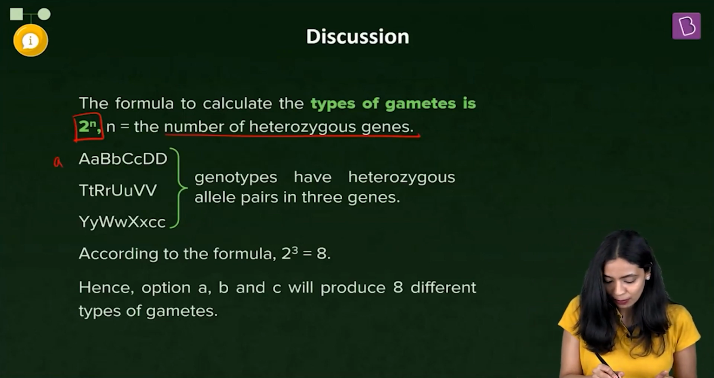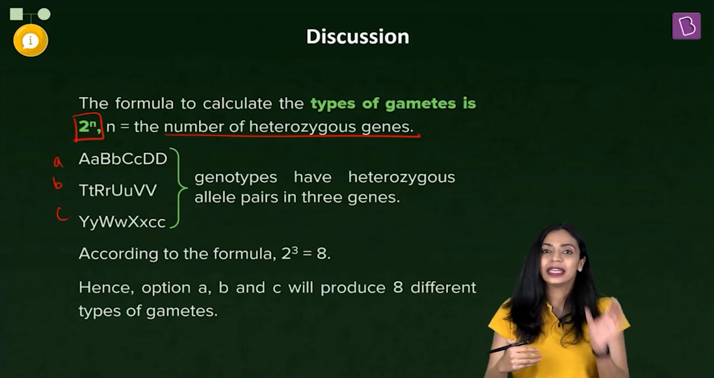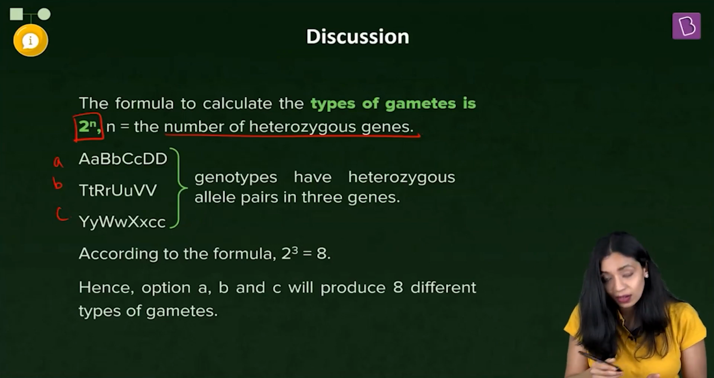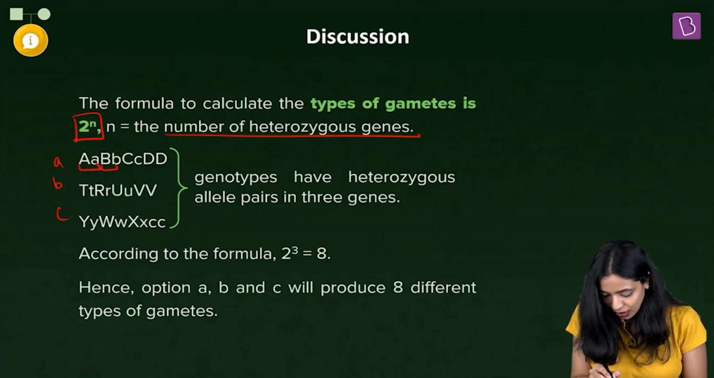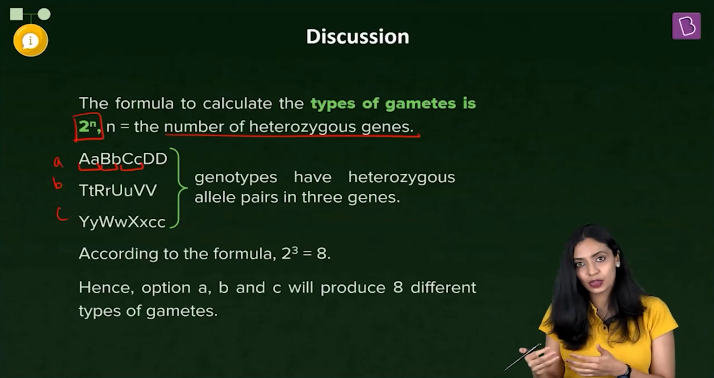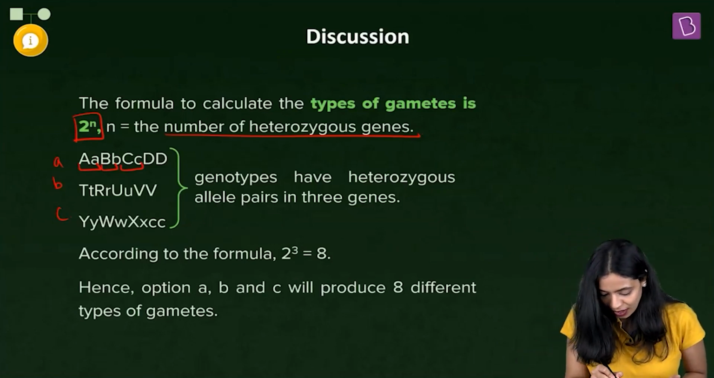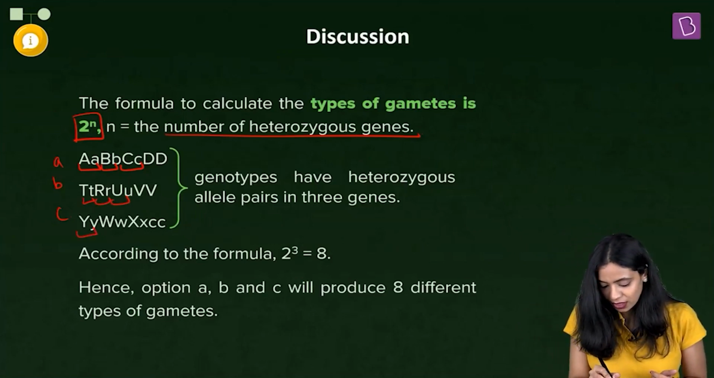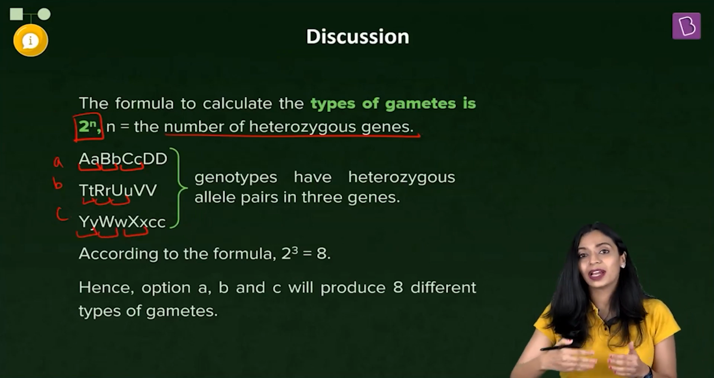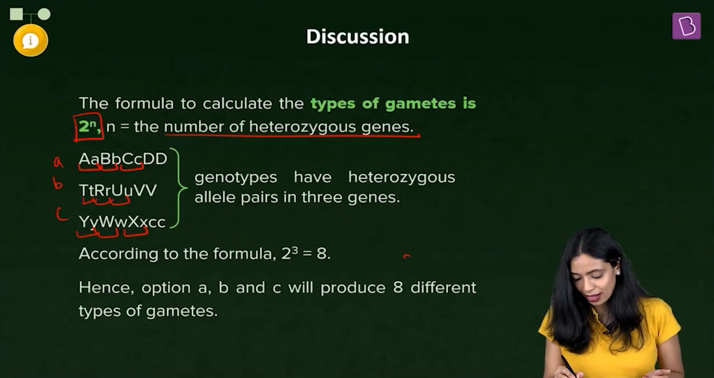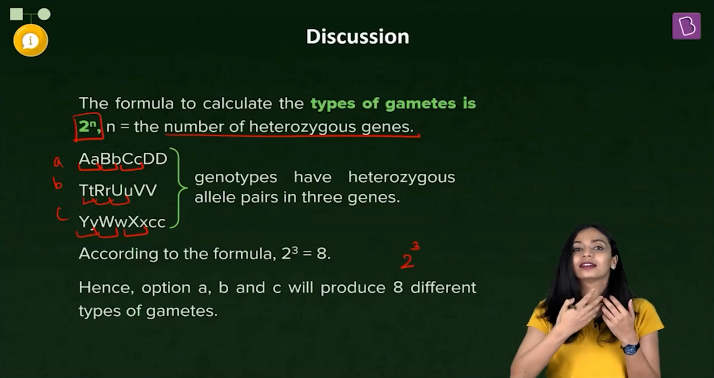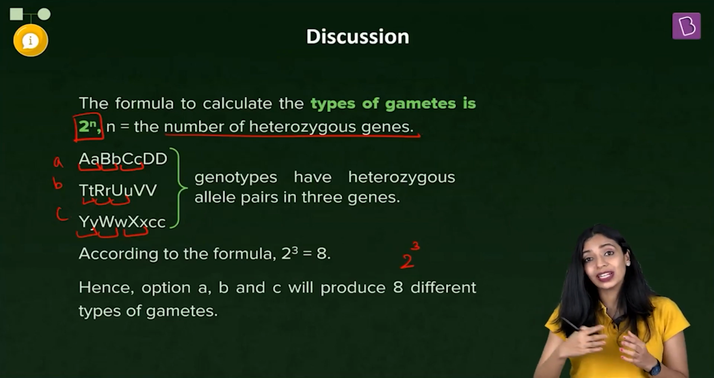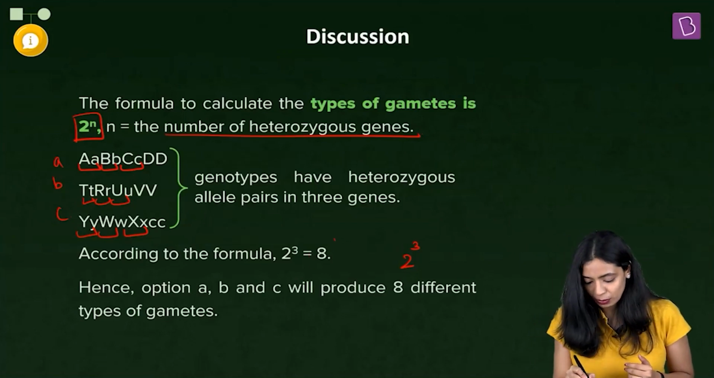Over here in option A, B and C, in all of them you can see how each one has 3 genes that are heterozygous. When you consider option A, you have 1, 2 and 3 that is heterozygous. D is in its homozygous condition. When you look at option B, you have 1, 2 and 3 again that is heterozygous. Even in option C, you have 3 genes that are heterozygous. So when you apply this formula to all of these, you have 2 to the power of 3, because n here is 3, because every one of these has 3 heterozygous genes. The total number of types of gametes that are produced here will be 8.